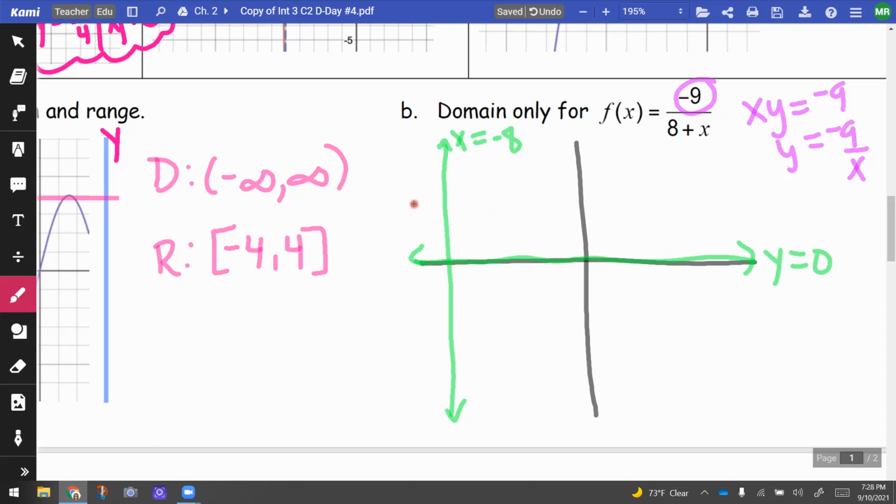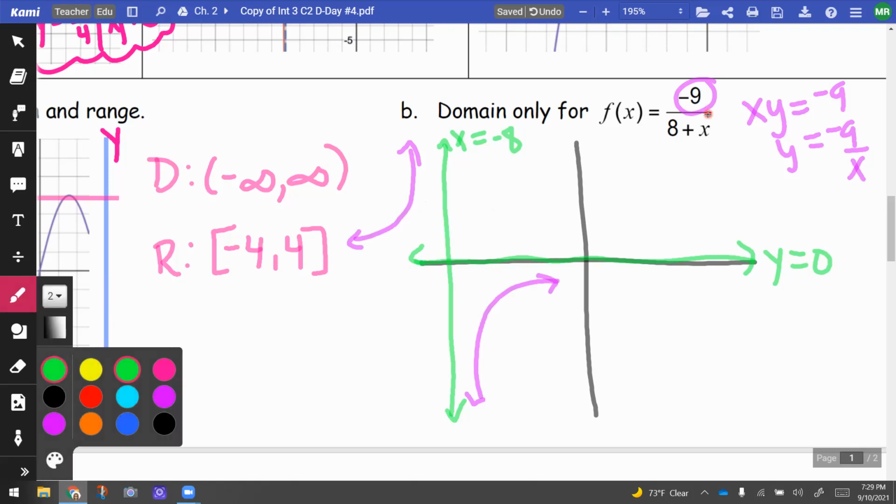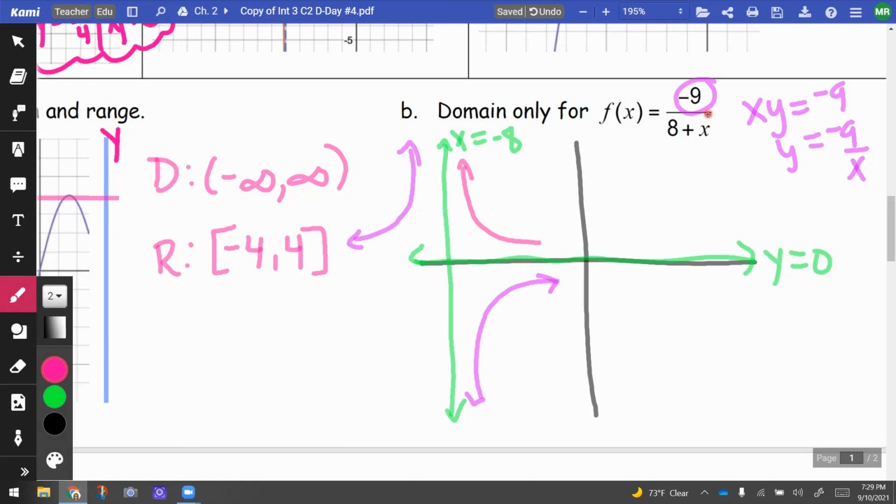So this is where part of the graph is going to be. This is a negative times a negative. So that's not going to work. This is a positive times a negative. So my graph is going to be going here and here because it's a negative. So normally it would have been up here and down here, but that negative flips everything across the x-axis, okay?